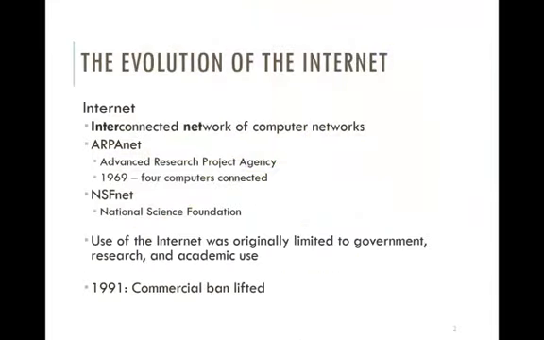First of all, let's talk about what the internet is. It's really just an interconnected network of computers. This started out in 1969 through the Advanced Research Projects Agency and the National Science Foundation. The use of the internet in the beginning was originally just limited to government research and academic use. But then in 1991, the commercial ban was lifted, which allowed the explosion of the internet.